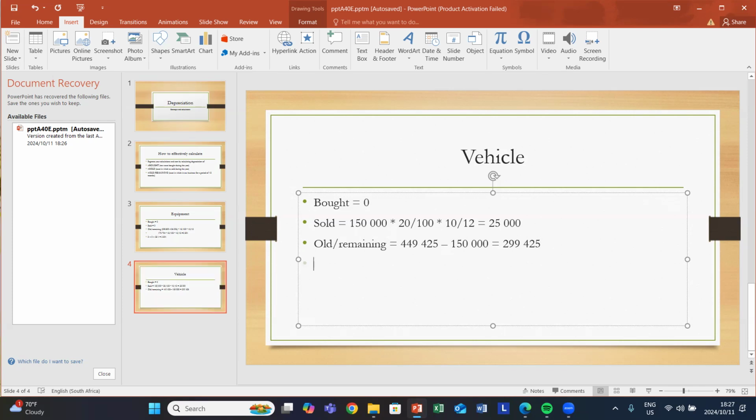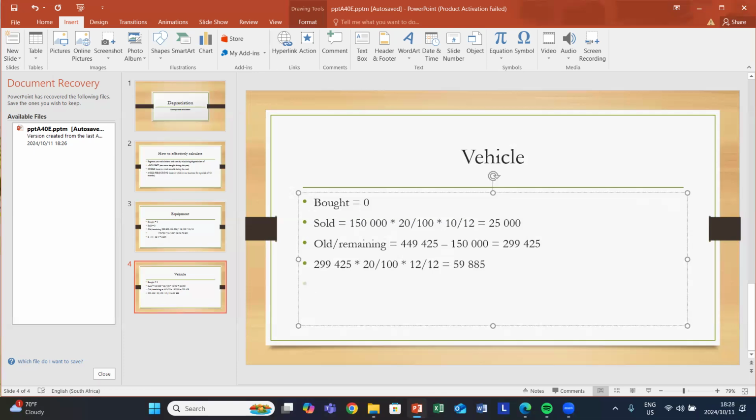So let's proceed with the depreciation calculation. We'll say 299,425 multiply by our rate, which is 20%, multiply by the months in which we used our asset. Remember, it's all remaining, so it will be 12 over 12. And then you will get your depreciation. Let's calculate it. You can pause your video for a minute and say 299,425 multiply by 20%, multiply by 12 over 12. And then you will get your depreciation there, which is 59,885. That is your depreciation for all the remaining.